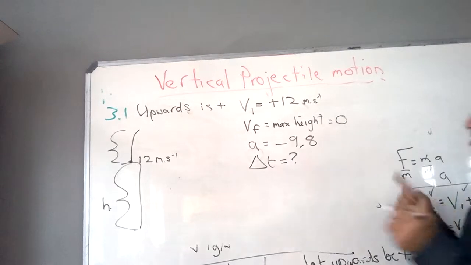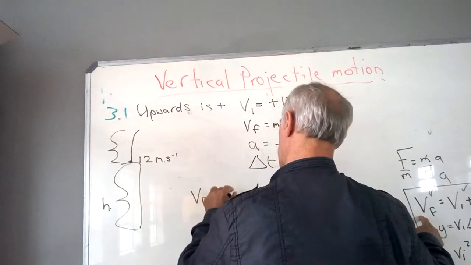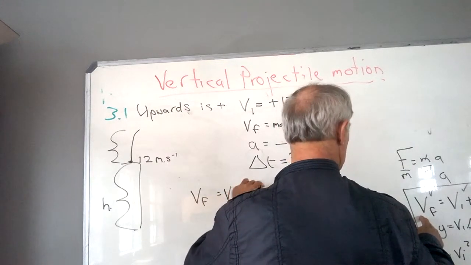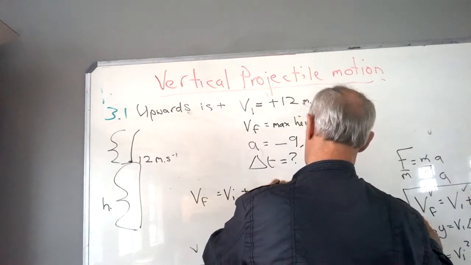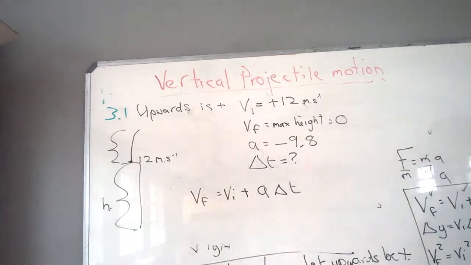The next thing we're going to do, we choose our formula. V final is V initial plus A delta t. And we plug in our values and let's see what delta t comes to. By the way, if you ever get a negative delta t, it either means you've discovered time can go backwards, which means you're going to get a Nobel Award, or you're wrong. One of those two. So anytime you get delta t negative, you're either a Nobel laureate or you're wrong.